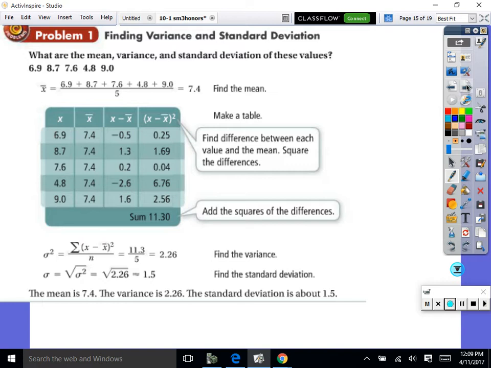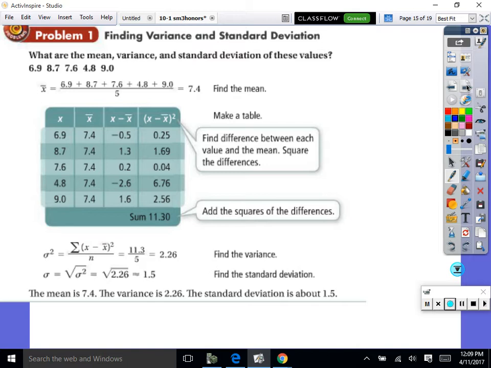If we were going to use those formulas to do this, we would find our mean. That would be x bar. So you would add up all the values divided by the number of values, 5. So our mean is 7.4. We have all of these values, these are our x values, then we have x bar, our mean. Now if we took x minus x bar, we would get these values. Then we would square them and get these values.